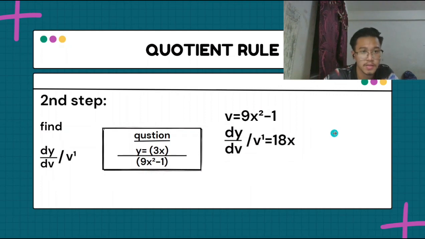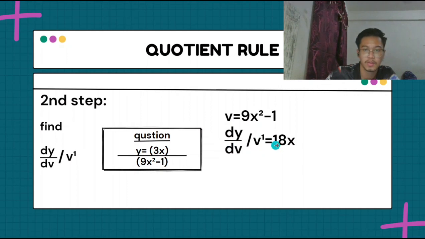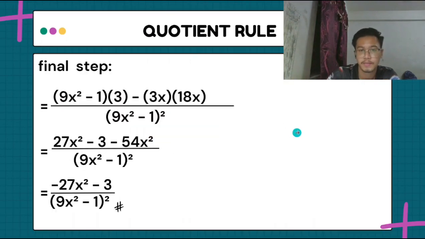So next we're going to find v prime, or dv over dx. If v equals 9x to the power of 2 minus 1, we're going to find v prime. v prime is equal to 18x. For 9x to the power of 2, we bring the power of 2 to the front and multiply it, and it equals 18x. So here is the final step.